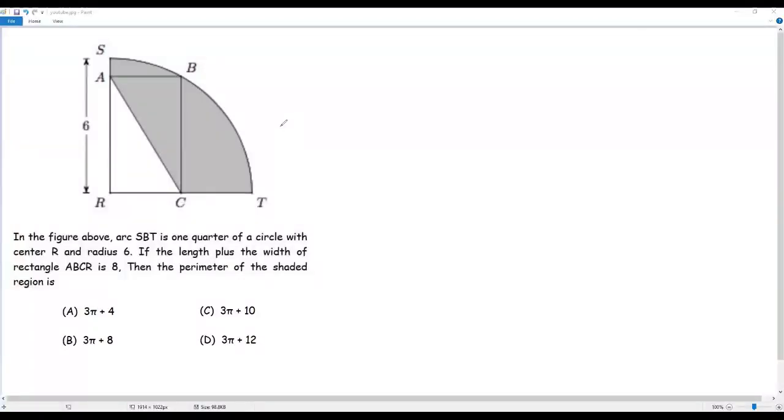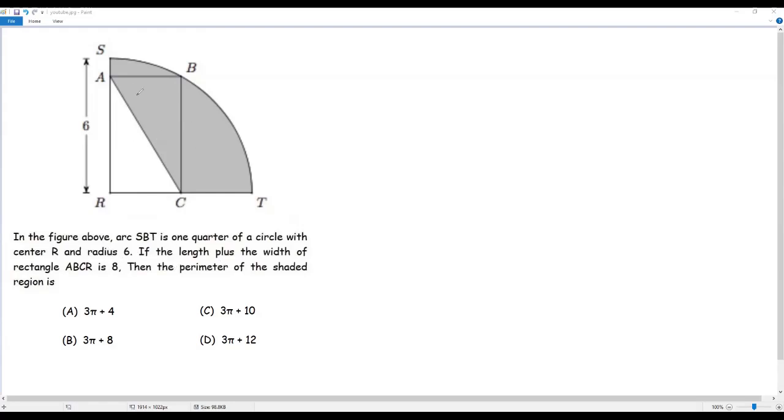Here we have a SAT math question. Okay, let's go with the information. There is a figure given over here. In the figure above, arc SBT is 1/4 of a circle with center R and radius 6. If the length plus width of rectangle ABCR is 8, then the perimeter of the shaded region is.